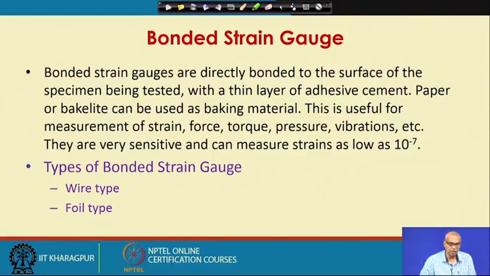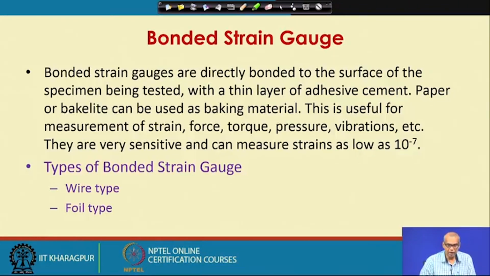Bonded strain gauge. As the name suggests, the bonded strain gauges are directly bonded to the surface of the specimen that is being tested with a thin layer of adhesive cement. So, the sample that is undergoing strain, onto the surface of that sample, we attach or bond directly the strain gauge.